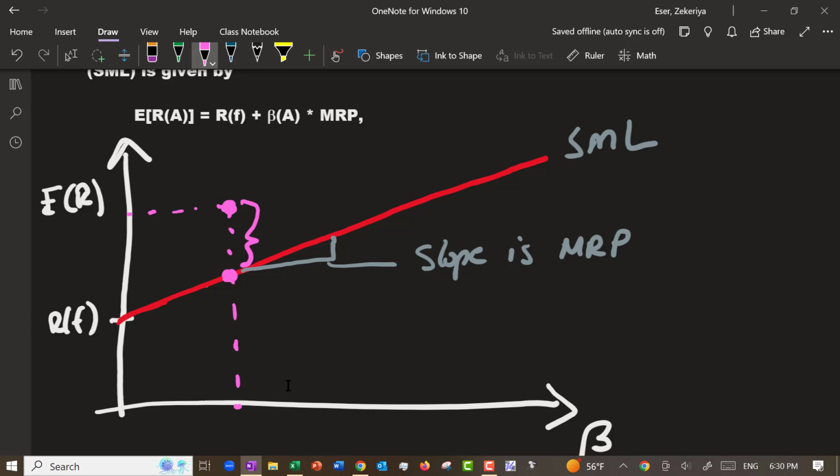What happens when everybody wants to buy that stock? Its price is going to go up, right? That means this is an underpriced asset. Returns are too high, that means price is lower than it should be. The reason returns are high, price is too low.